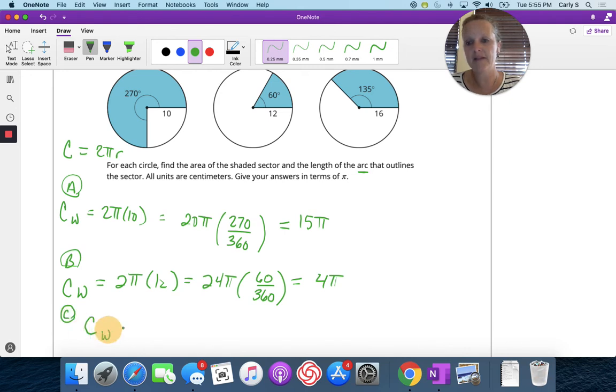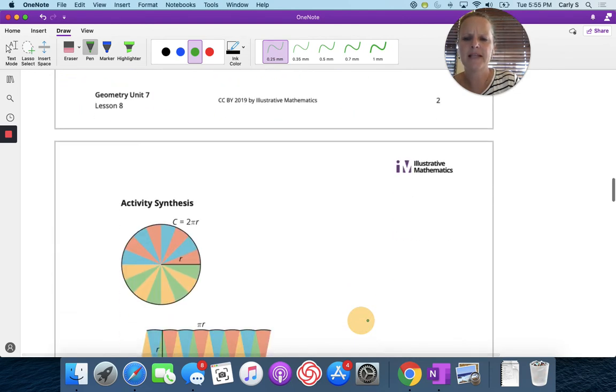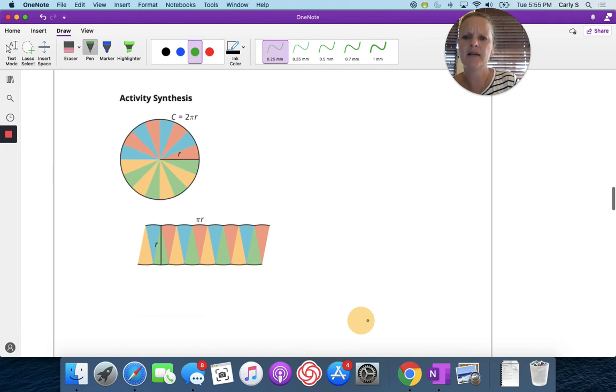So let's see what happens. So the circumference of the whole thing is 2 pi times 16, which is 32 pi. And then we multiply it by the proportion. So 135 over 360 will give you the piece of the pie. Okay, so the length of that arc is 12 pi. Cool. I hope that made sense. Like I did it the same way every time.